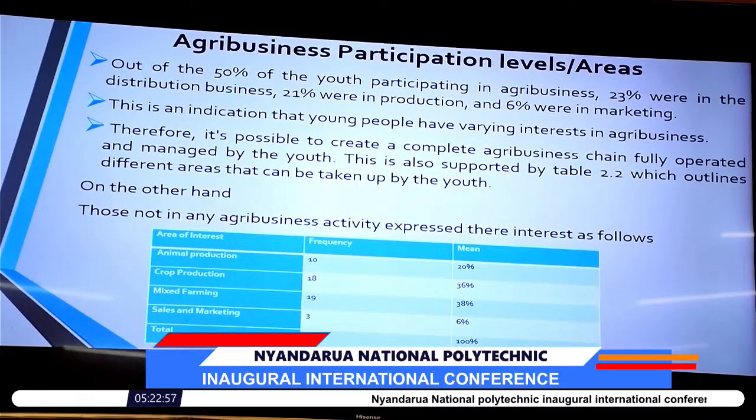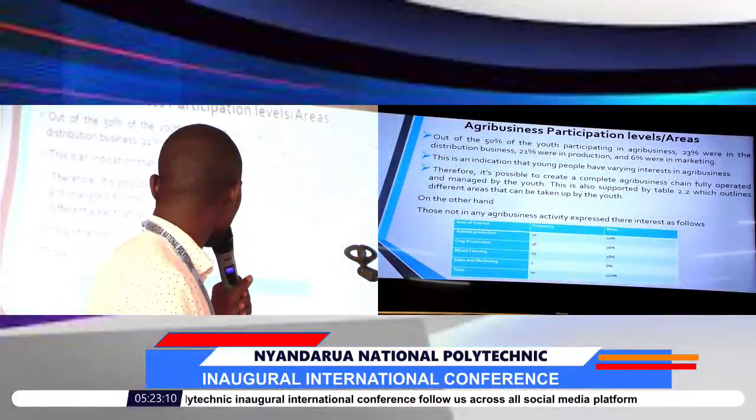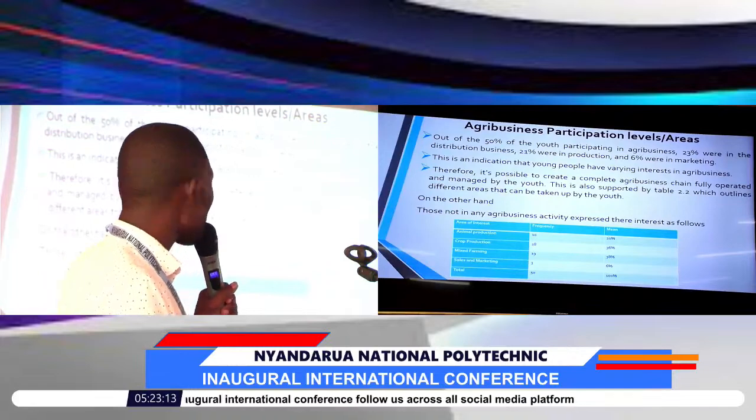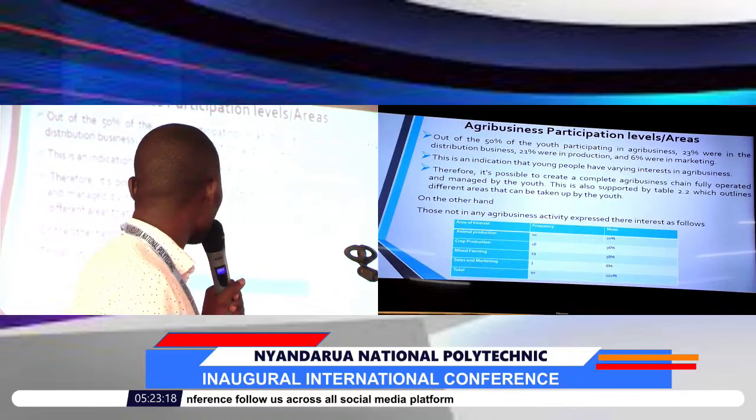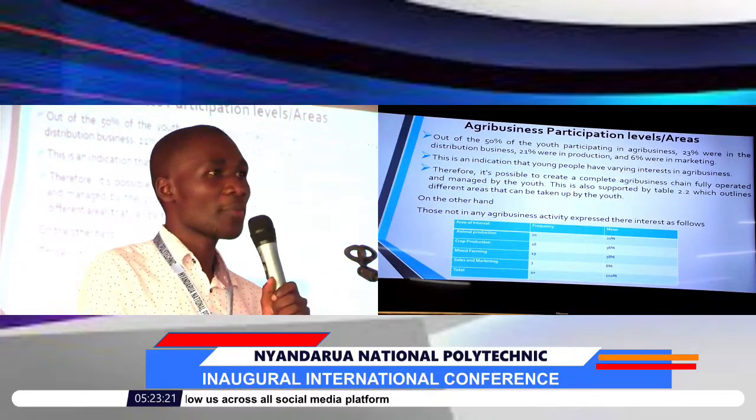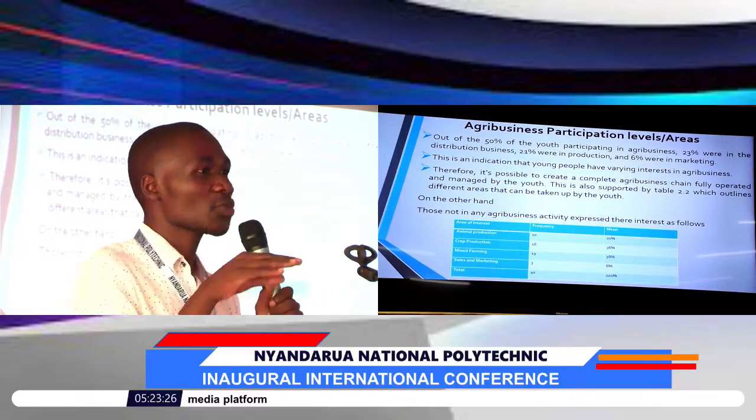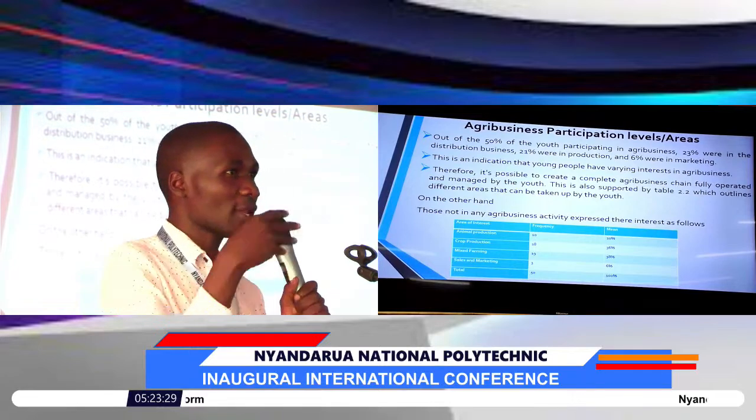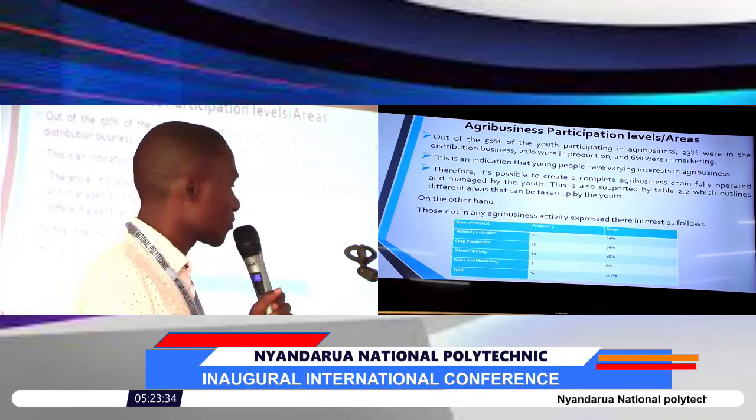Also, on agribusiness participation areas or levels, it was discovered that it's not that clear. Youth have interest in animal production, crop production, distribution, and also marketing the products, meaning that youth are ready to take on all the activities pertaining to the whole agribusiness chain. So involving youth in agribusiness can be in different areas.